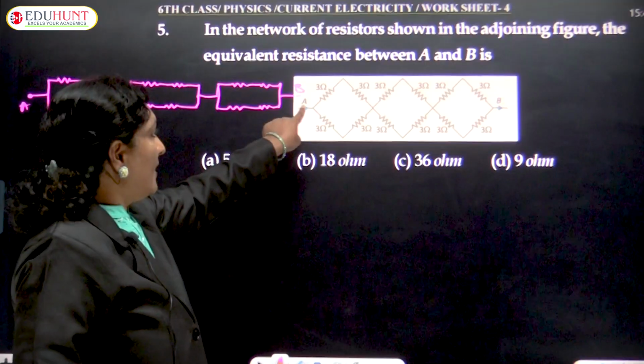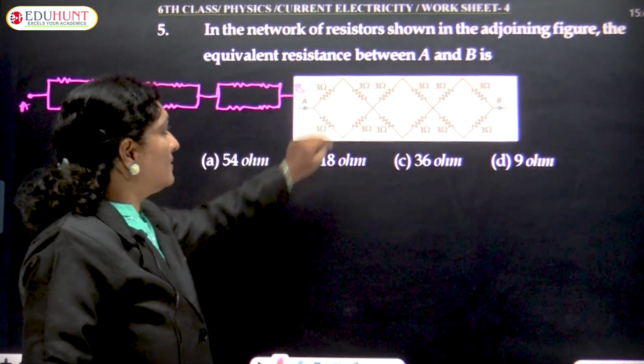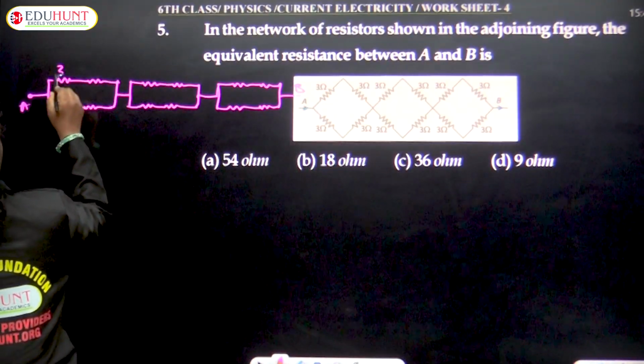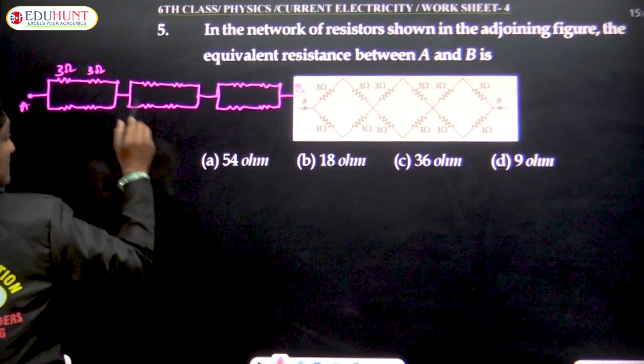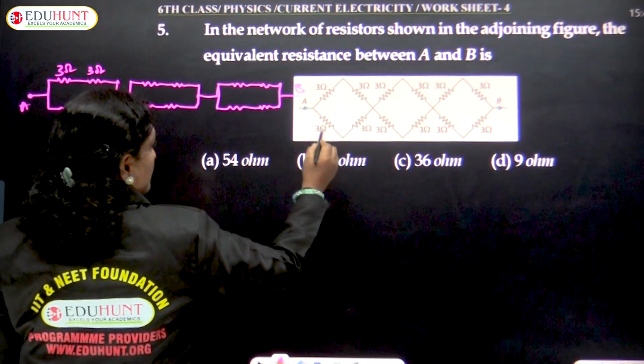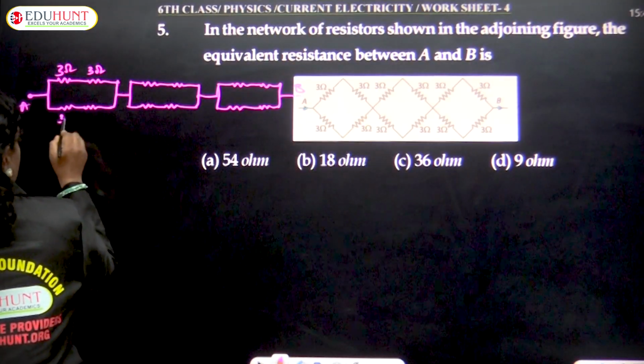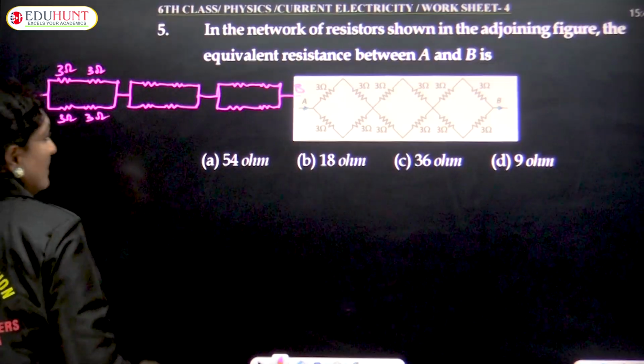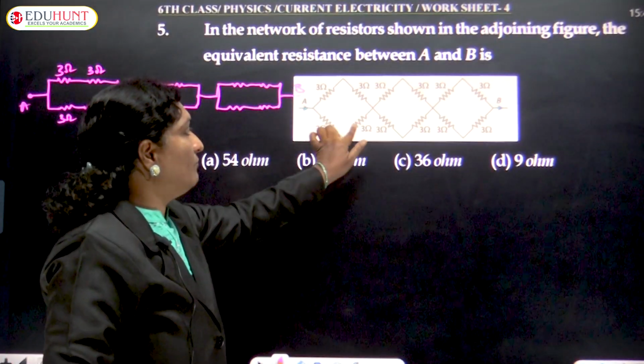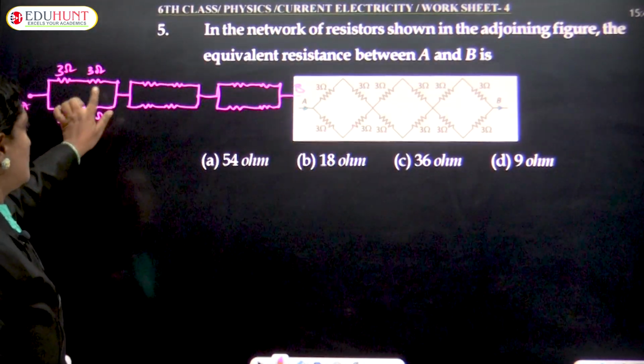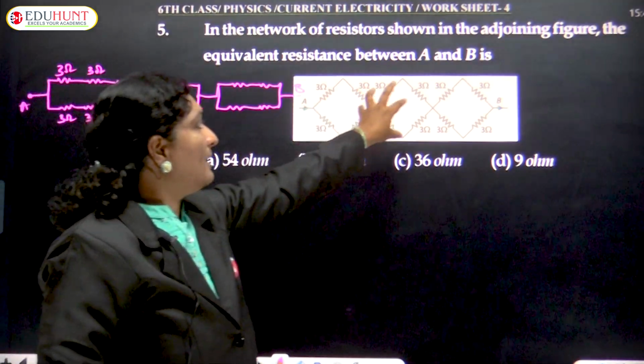Let us start from A. From A we have 3 ohm and 3 ohm in series. Here is your 3 ohm and 3 ohm series. Again down also we have this 3 ohm and 3 ohm in series. So totally 1, 2, 3, 4 resistors were drawn.